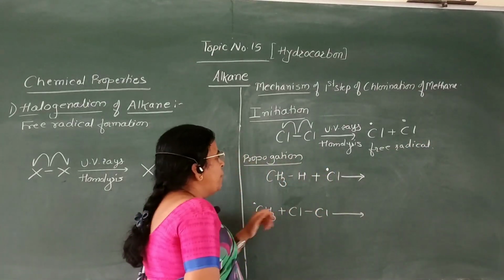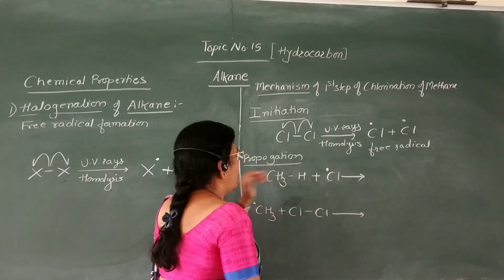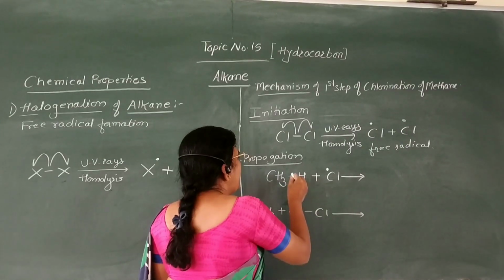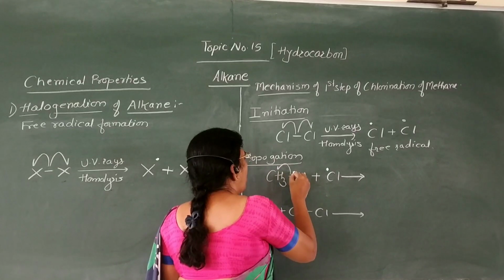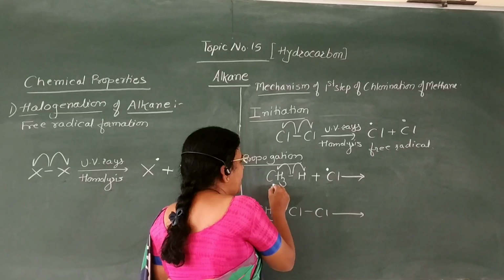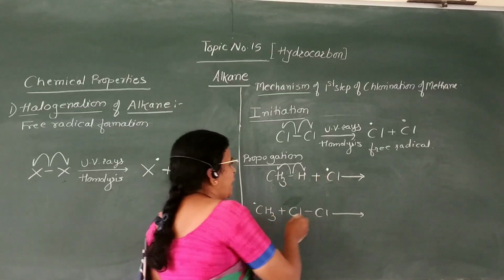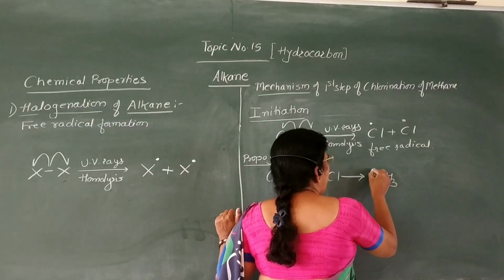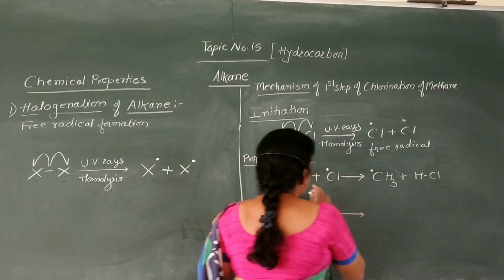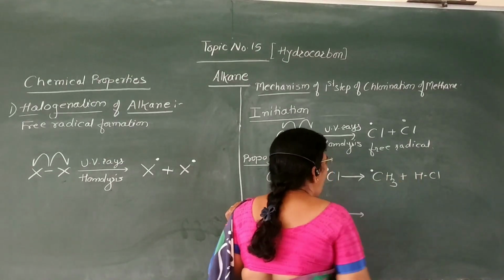Now this free radical of chlorine undergoes propagation with methane molecule. Now here also the C-H bond in methane breaks homolytically. Then CH3 free radical and hydrogen free radical are formed, and this hydrogen free radical gets attached to the chlorine free radical to form the free radical of the methyl group, and here HCl is formed. That is, this free radical of hydrogen combines with the free radical of chlorine to form HCl.